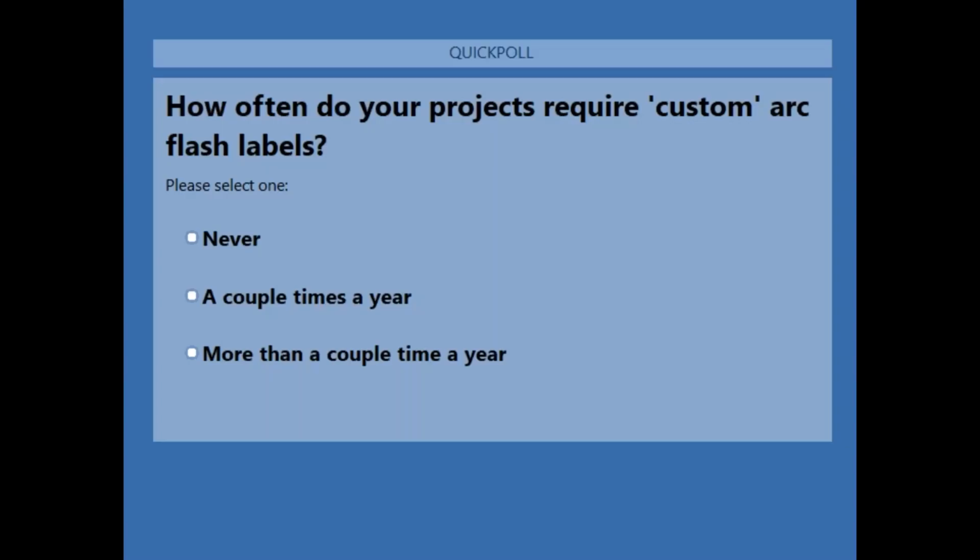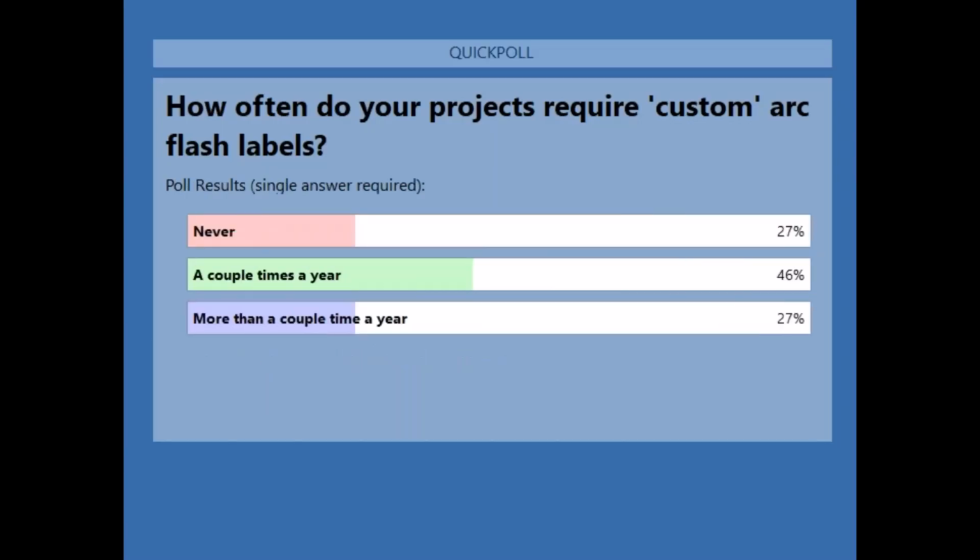Here's how folks have weighed in on this. Interesting distribution. The middle of the curve looks like a couple times a year, then never, and then more than a couple times a year. So, fair enough.